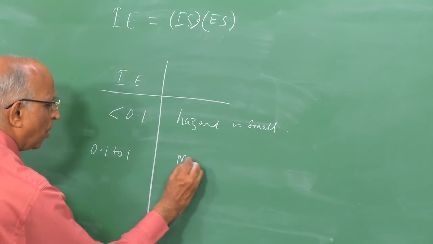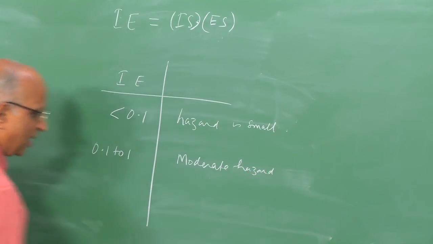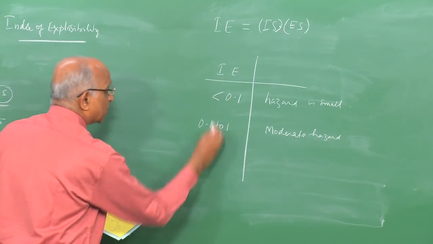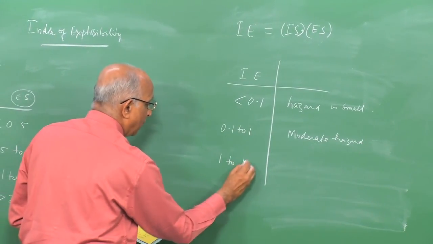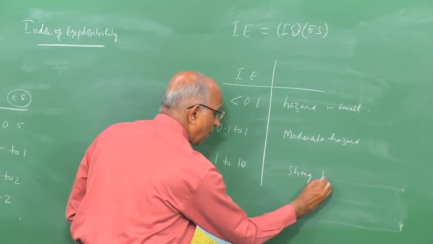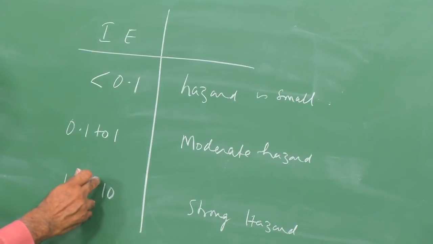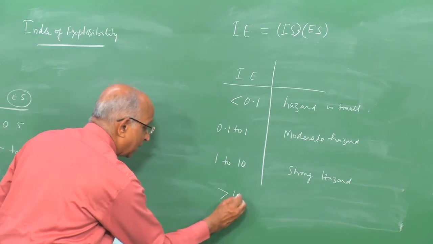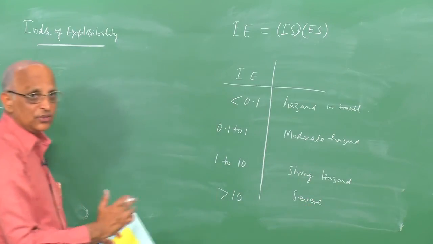That means we are talking of a moderate hazard. The hazard is almost similar to what a Pittsburgh coal dust has. It's a moderate hazard. If the index of explosibility is between 1 and 10, well, it is a strong case. It's a strong hazard. Must be careful to use it, because the consequences as well as the sensitivity are large. If it is greater than something like 10, well, it's severe, and one has to guard against such dust explosions.